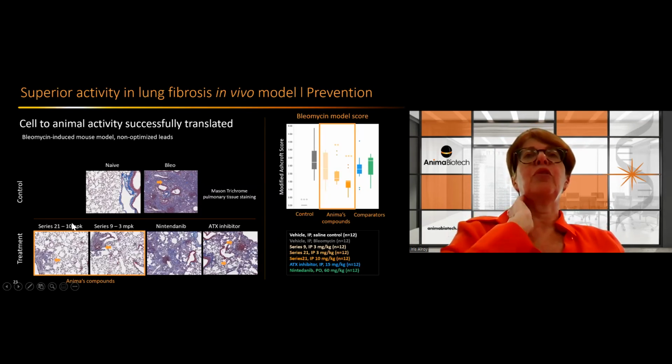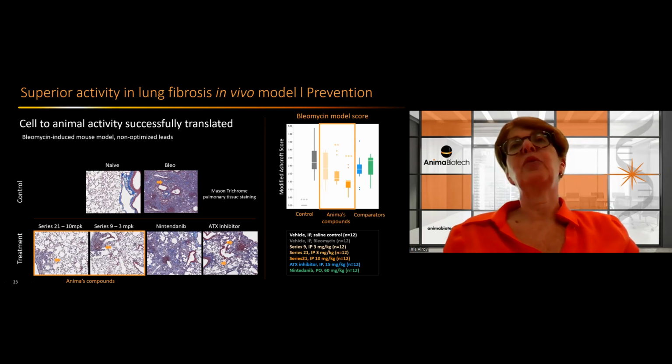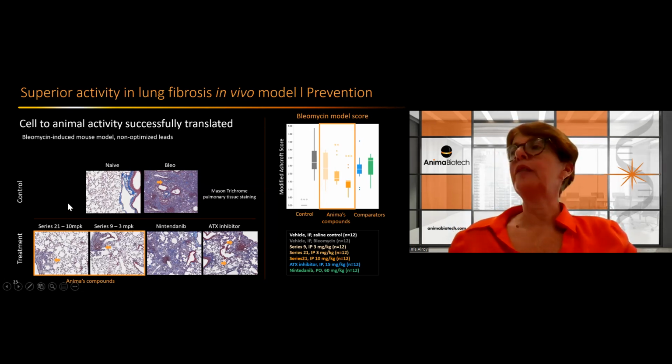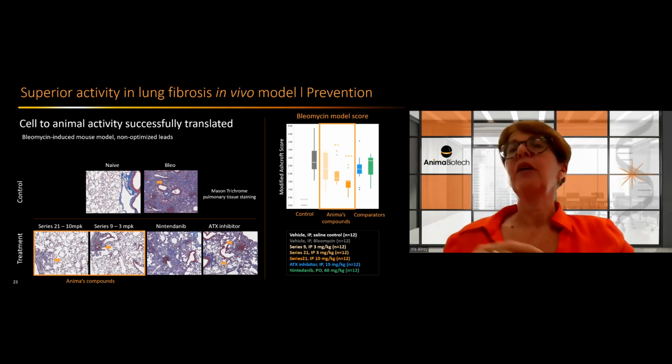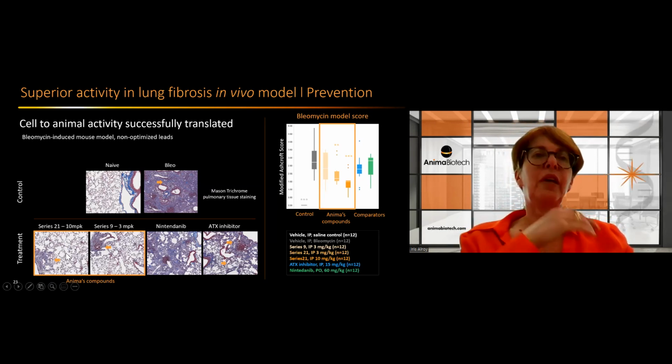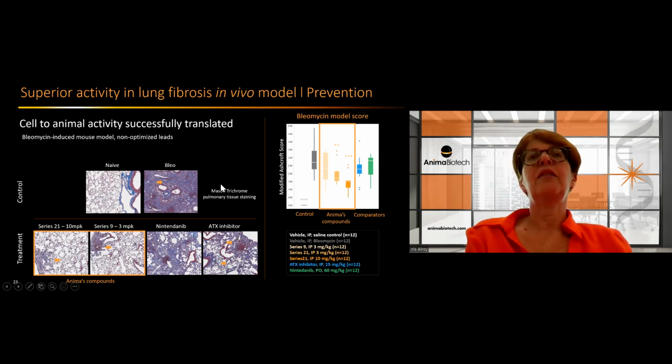We've also been able to translate the activity from our cell-based assays to animals using bleomycin-induced lung fibrosis. And as you can see here, we have successfully shown that the compound indeed completely inhibits collagen accumulation in this model, as indicated here. The lungs almost look normal like the naive animals, while nintedanib, which is used as a drug, an autotaxin inhibitor, which was in phase 3 studies, did not show such a robust effect on collagen deposition in the lung, and this is also shown here in the Ashcroft score.